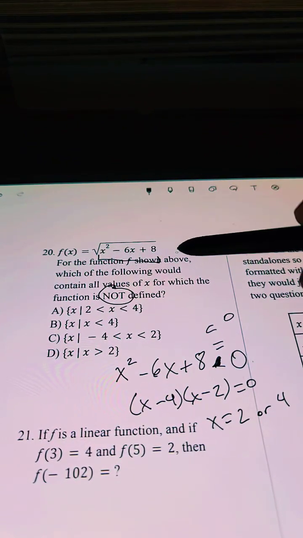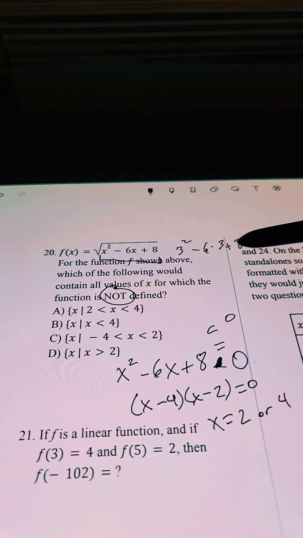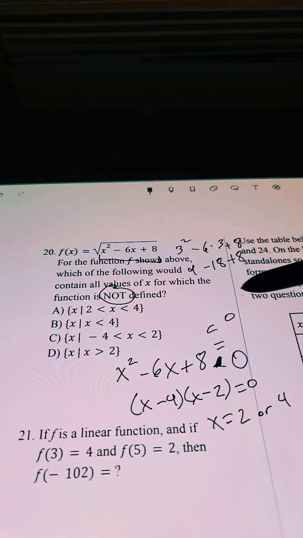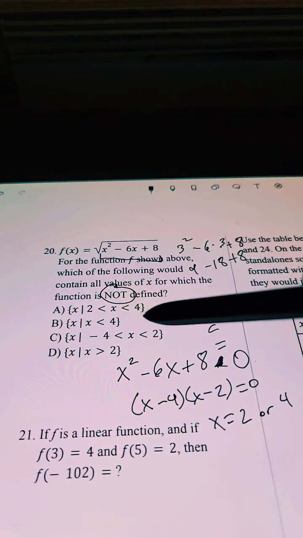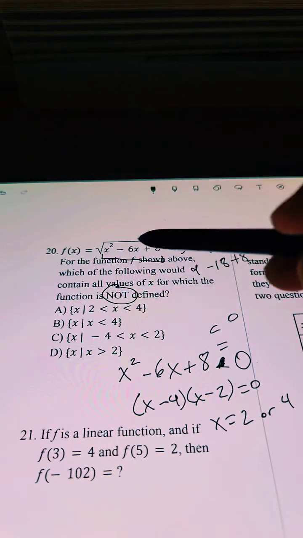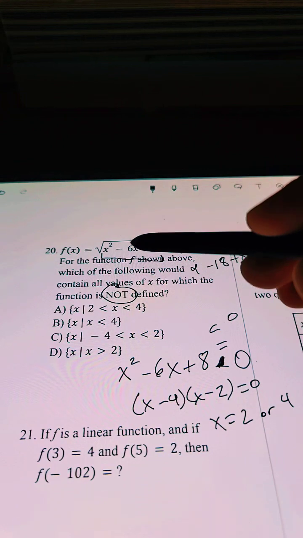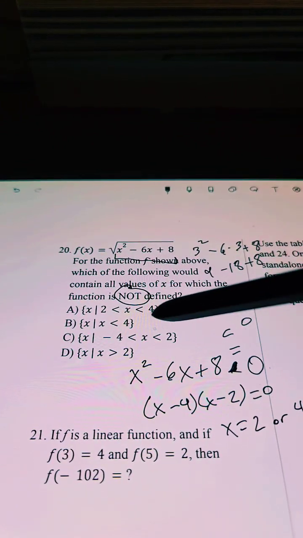So I would test 3 squared minus 6 times 3 plus 8. Do I get a negative value? That's going to be 9 minus 18 plus 8. And yes, that does give you a negative value, so that works. Then I'm going to try something like 0. In for x there, 0 squared is 0, minus 6 times 0 is 0, plus 8, you're going to get a positive value. So 0 would not work.